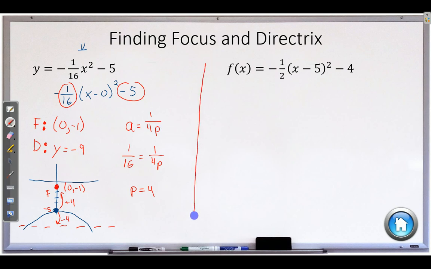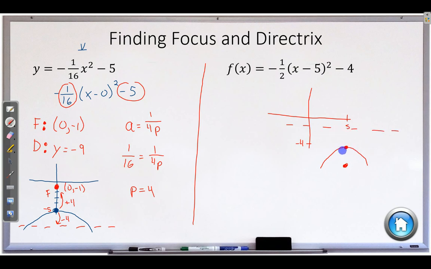All right, let's do one more a little bit faster to figure that out. So again, I'm going to start this one off with a sketch. We're going to the right 5 and down 4. There is my vertex. This is going down again. So because the parabola is going down, I know the focus is somewhere down here, and the directrix is somewhere up here. So I'm just going to take a guess and put them there.